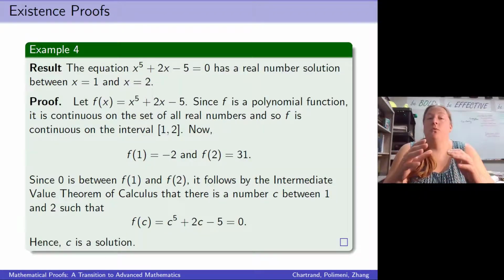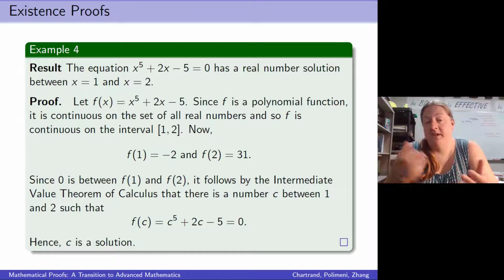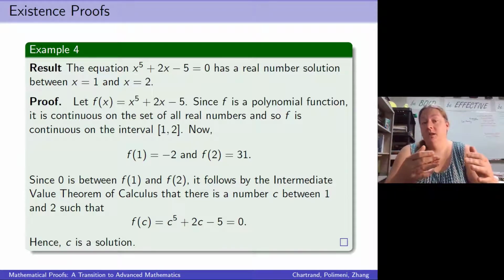So say I have an equation x^5 + 2x - 5 = 0, and I want to show that it has a real number solution between x equals 1 and x equals 2. Now I might not be able to give you the exact value that is the solution, or even necessarily a way to find it, but I can show that it must exist using the intermediate value theorem.